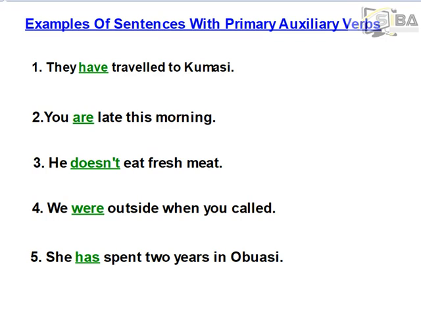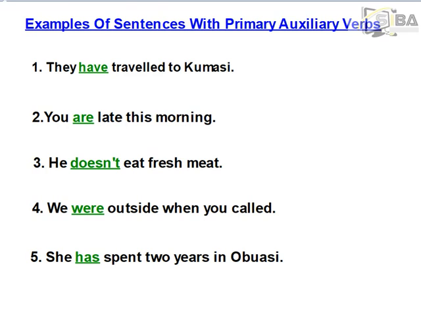Now the second sentence, we have: You are late this morning. You see, you here is plural, therefore are is used. The third sentence, we have: He doesn't eat fresh meat. So he is singular, therefore the auxiliary verb underlined is doesn't, to show that it is singular. The fourth one: We were outside when you called. So were is an example of primary auxiliary verb.